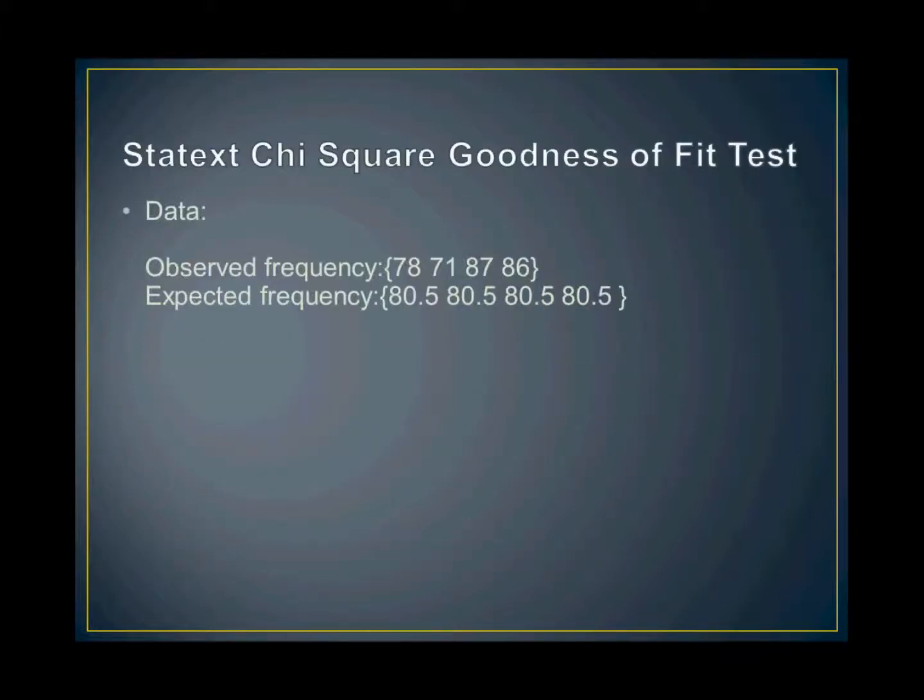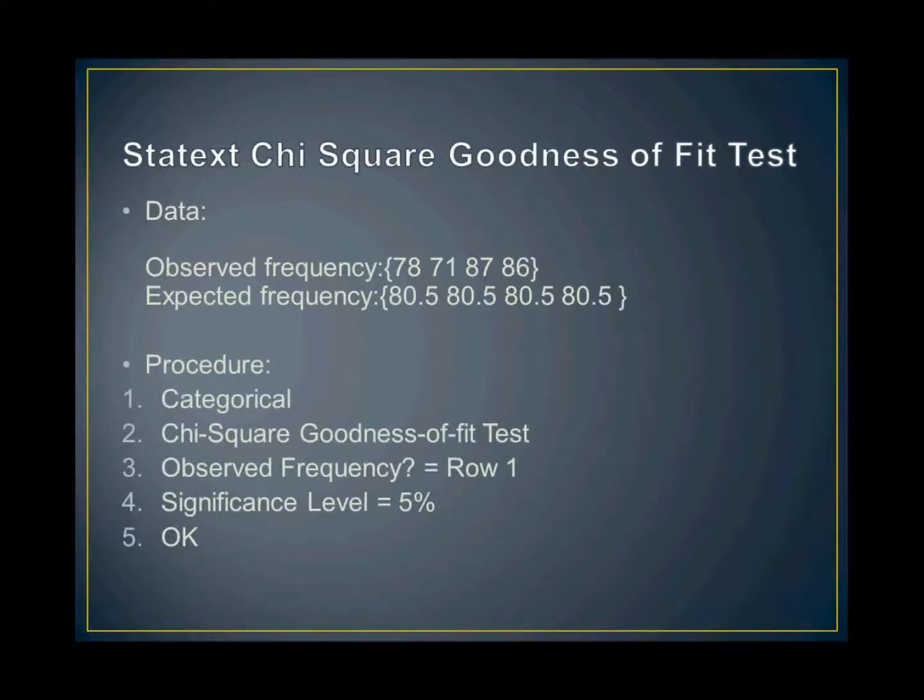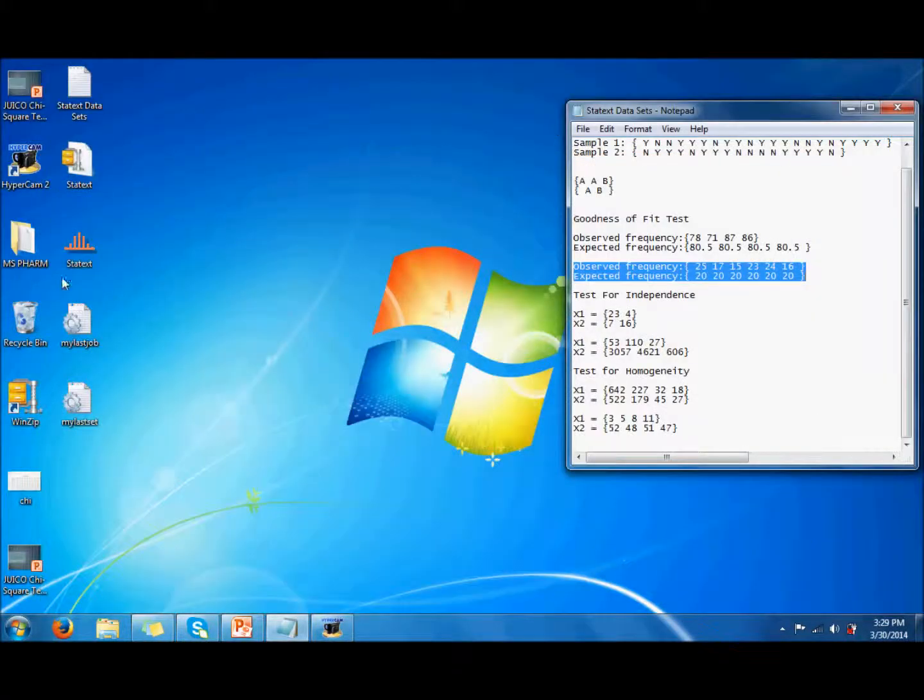So the data would appear in Statext in this manner. So the observed frequencies and the expected frequencies from the problem. Then the procedure is easy. Just click on, again, categorical, and then choose the test that you need to use. And we just need to declare the observed frequency so that the application knows which is the observed frequency. And then choose the level of significance before clicking OK. So let me show you how to do that.